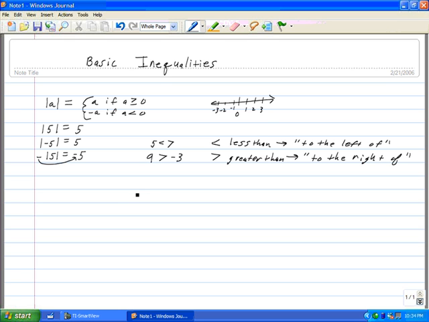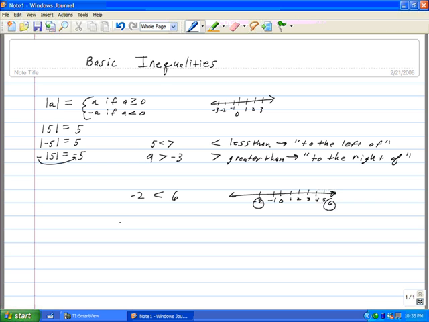For example, if we're looking at a negative 2 and a 6, well, again, look at your number line. Here's 0, negative 1, negative 2. Here's 1, 2, 3, 4, 5, and 6. Clearly the negative 2 is to the left of the 6, so that makes this a less than relationship.